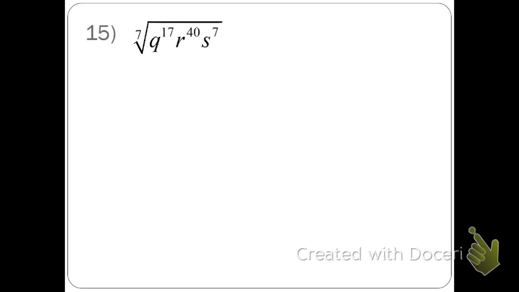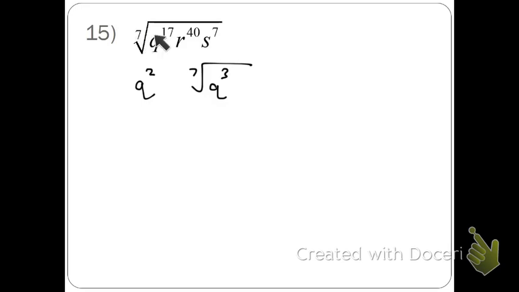All right, let's knock this one out quickly. What's the 7th root of q to the 17th? Well, how many 7s are in q to the 17th? 2. Q squared with how many left over? 3. So leave some space and write 7th root of q cubed.